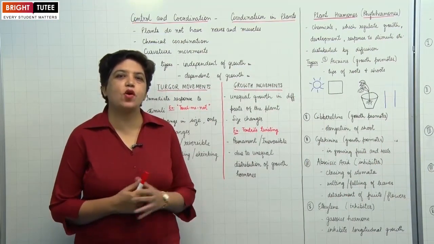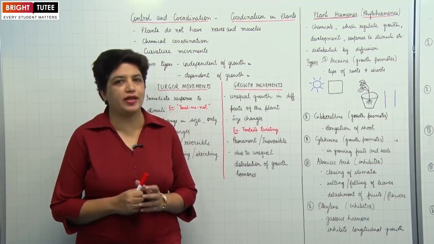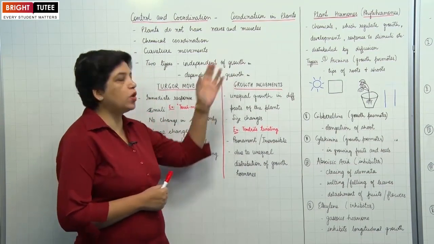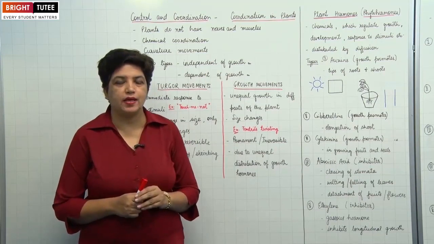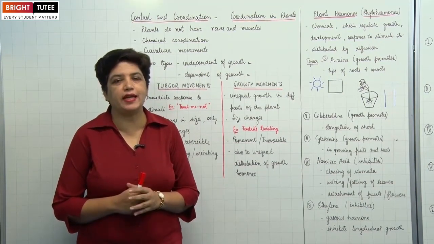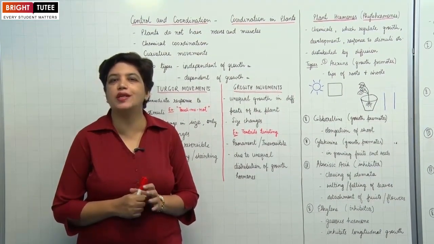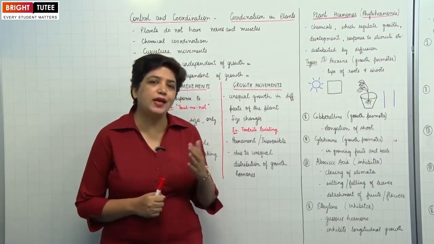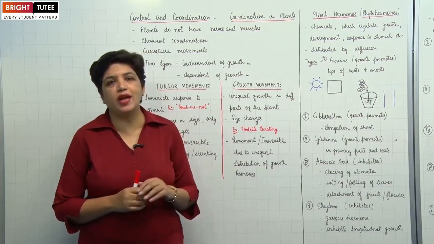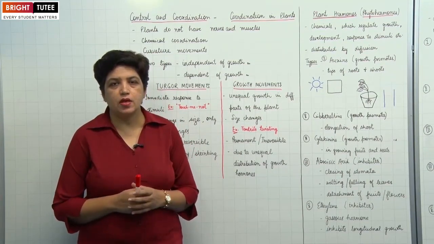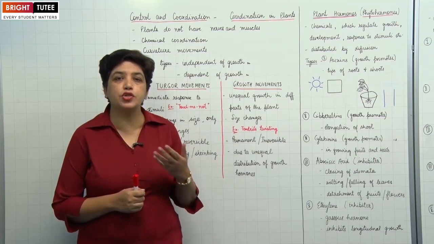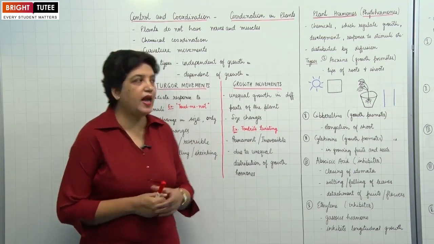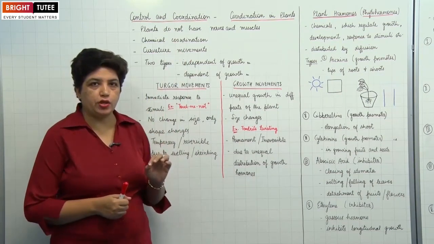Students, let us continue with our chapter Control and Coordination. In this section, we will study about the coordination in plants. In the last section, we dealt in detail about control and coordination in animals, specifically in humans. Now, unlike animals, plants do not have nerves or muscles. So, how do they regulate or control their movement and their activities? They have chemical coordination, right?